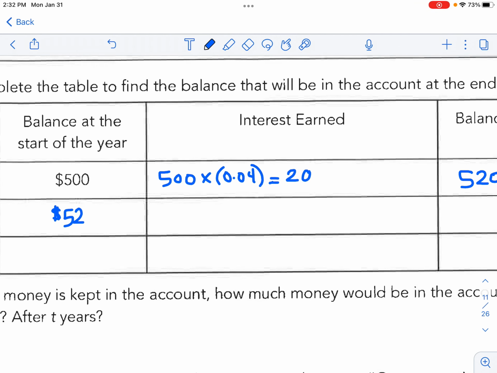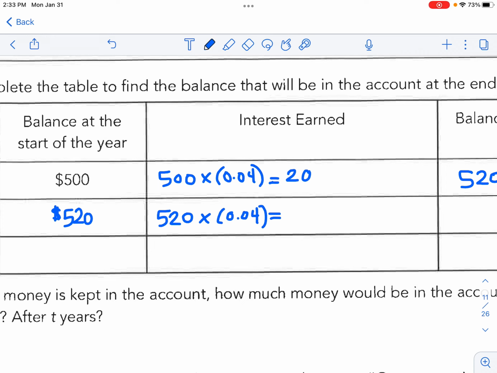So at the beginning of year 2, which is basically the end of year 1, he's got $520 in the account, and that $520 is going to earn 4% interest. So you see what's happening here: this entire $520 is earning this 4% interest. Not just the original $500, but the $20 we earned in interest in the first year is also going to earn some interest in the second year.